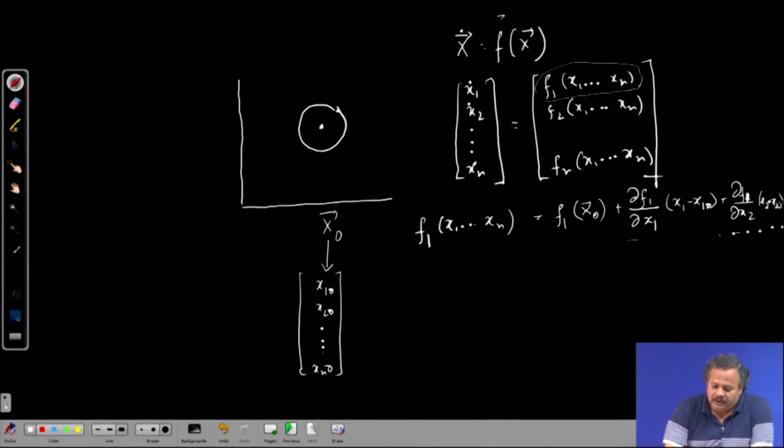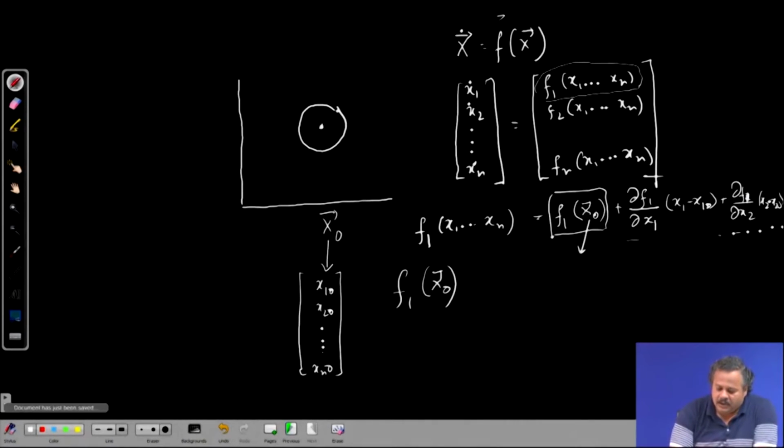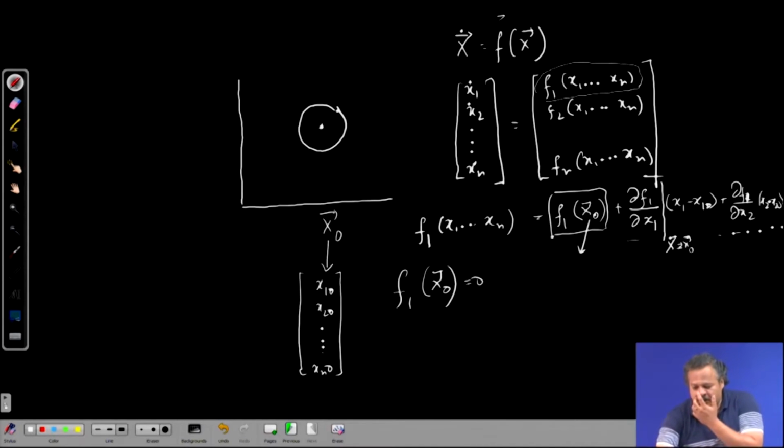So, f1 at x naught, where x naught is the equilibrium point, we know is going to be 0. f1 at x naught is equal to 0, and here, I am sorry, the del f1 is evaluated at x equal to x naught in each of these cases.